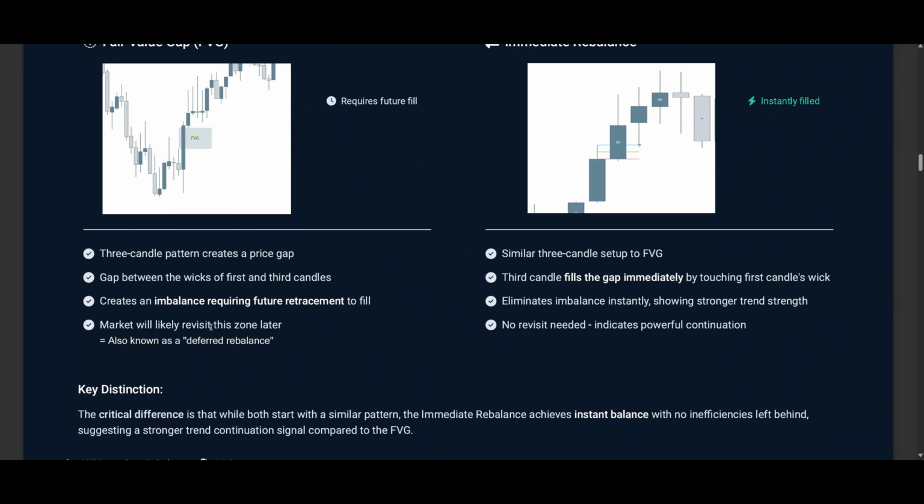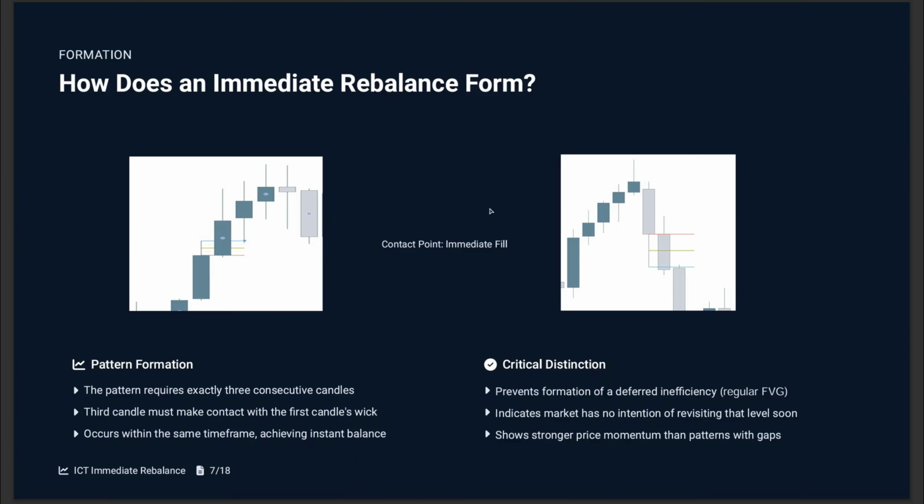Okay, now what is the key distinction here? The critical difference is that while both start with a similar pattern, the immediate rebalance achieves instant balance with no inefficiencies left behind, suggesting a stronger trend continuation signal compared to the fair value gap. Alright, so how does an immediate rebalance form?